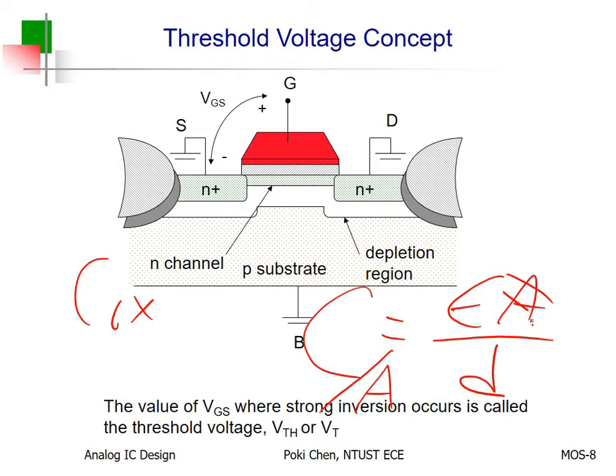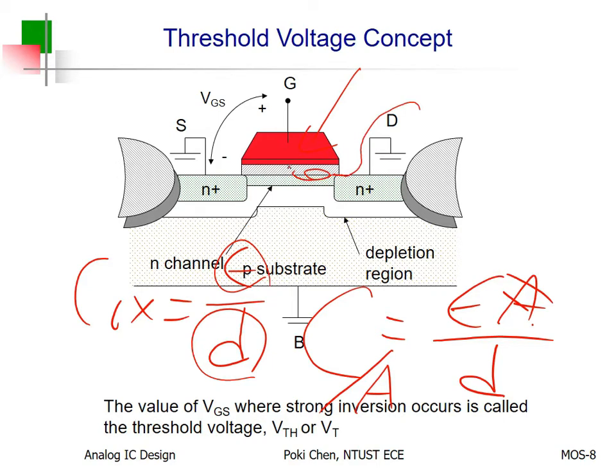So C ox equals epsilon, the dielectric constant, divided by D, the distance between the top plate and the bottom plate. So it means what? The thickness of the silicon dioxide. This is the distance between the two plates, the thickness of the silicon dioxide.